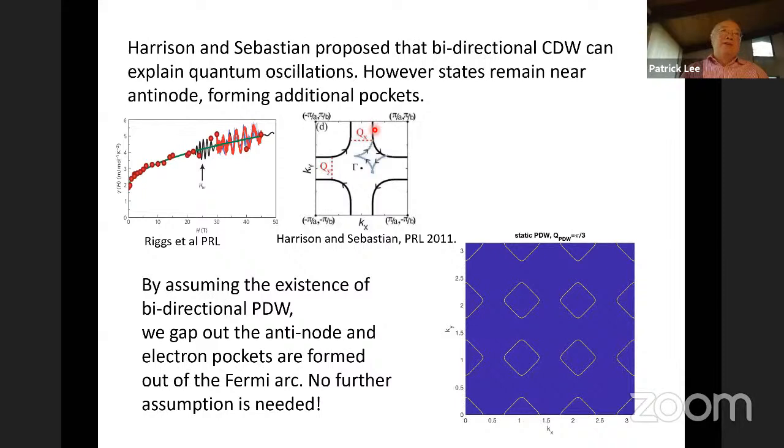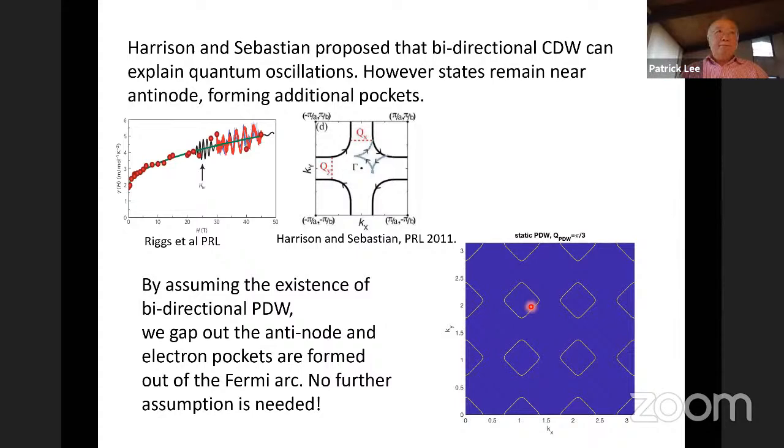So if I start out with a fluctuating pair density wave, then I can easily argue that the charge density wave would give rise to this pocket. And indeed, a simple mean field calculation gives us exactly that. So we can have a situation where we just have small pockets left. This is a large Brillouin zone, a small Brillouin zone. And this can be the origin of the quantum oscillations.